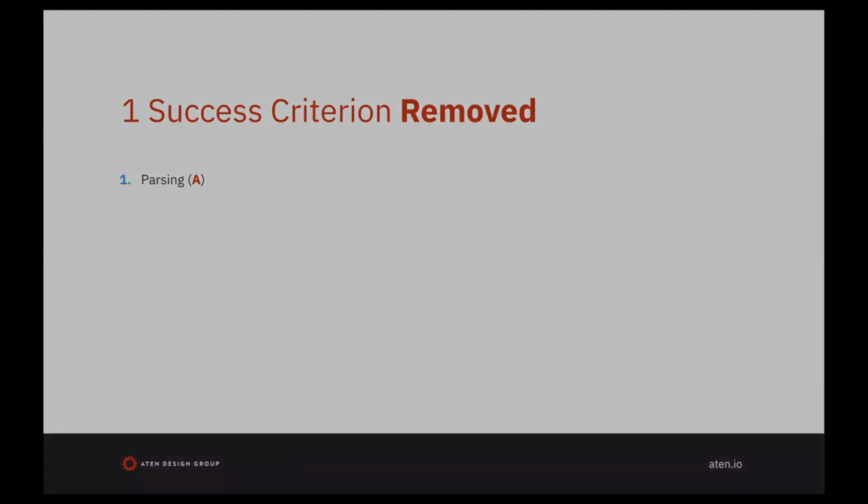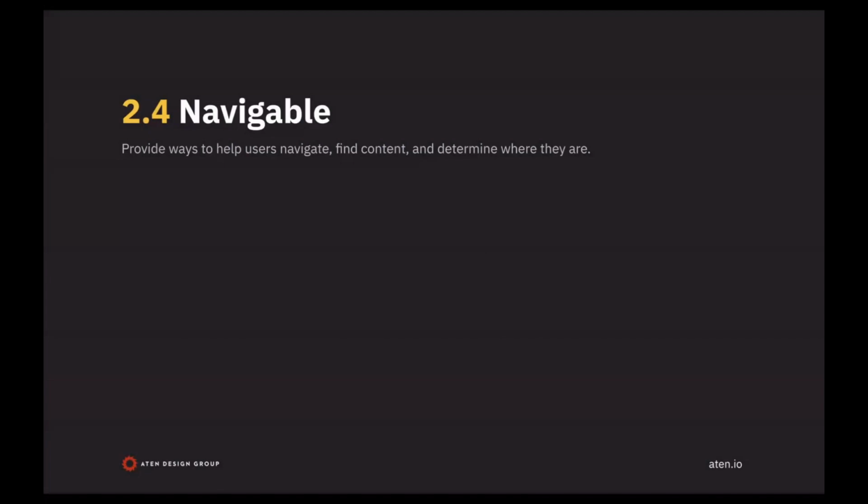you have more. Our first few additions fall under the guideline navigable. Provide ways to help users navigate, find content, and determine where they are. Before we take a look at the success criteria here, I do think it's important for everyone to understand what the focus state is, since 3 of the new success criterion are related directly to focus states.